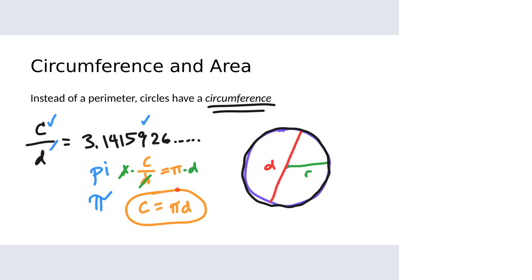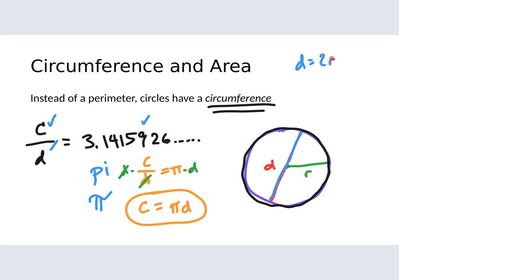Let me know if you have questions on where I got that from, because I want to make sure that's clear. We also know that diameter is just 2 times the radius. If we look at our picture over here, there's a radius and another radius. So diameter is really just 2 times the radius.